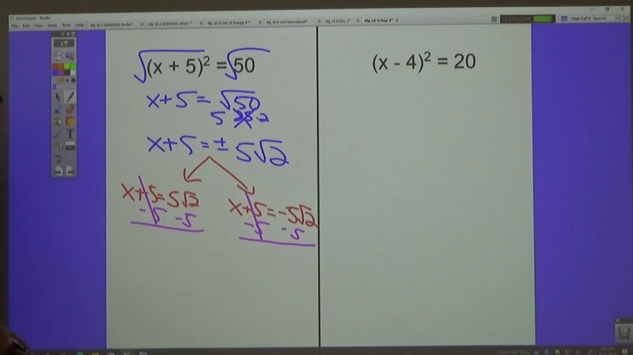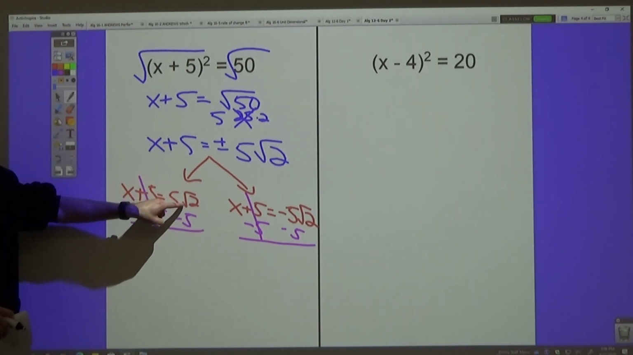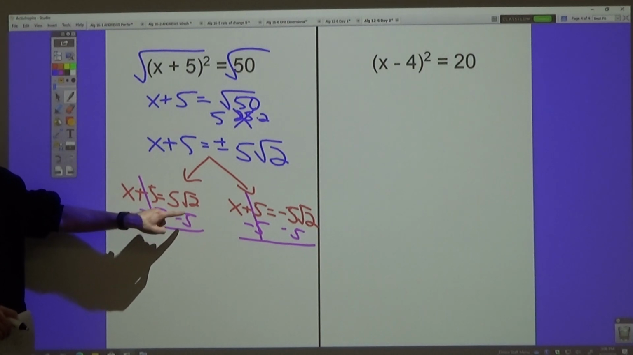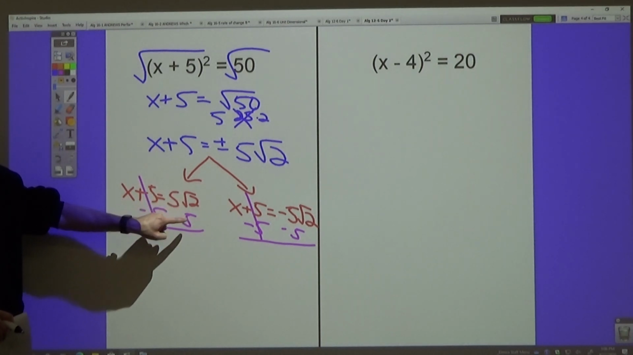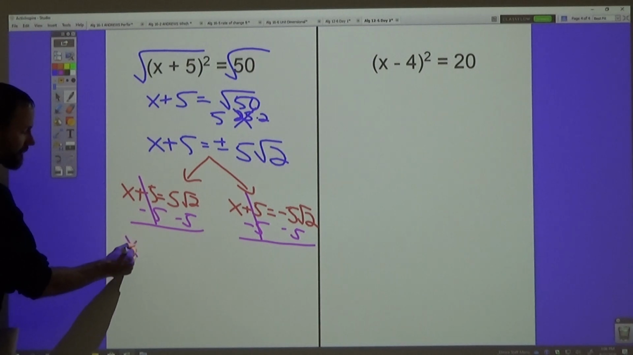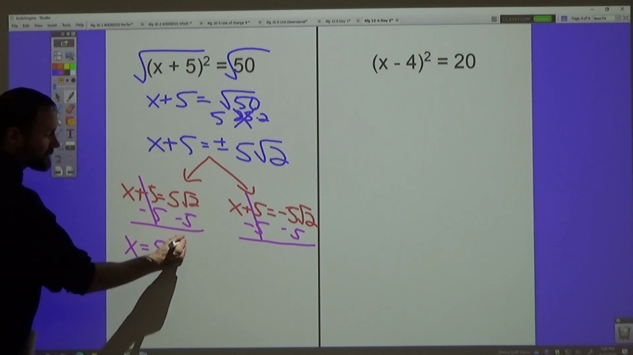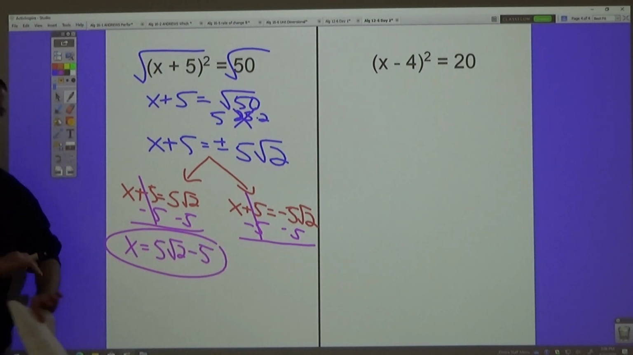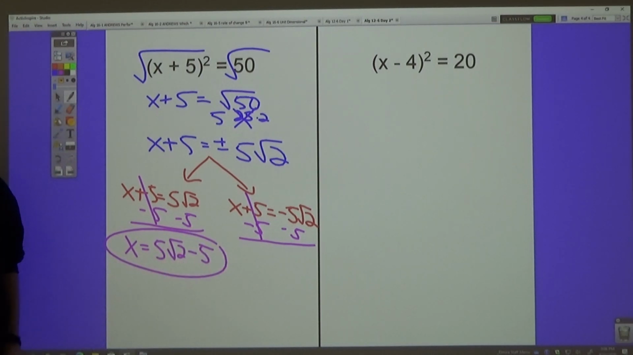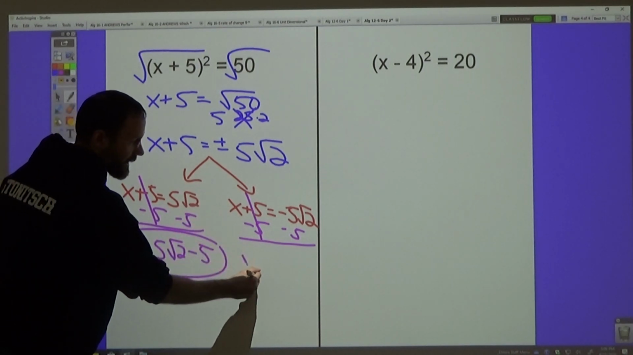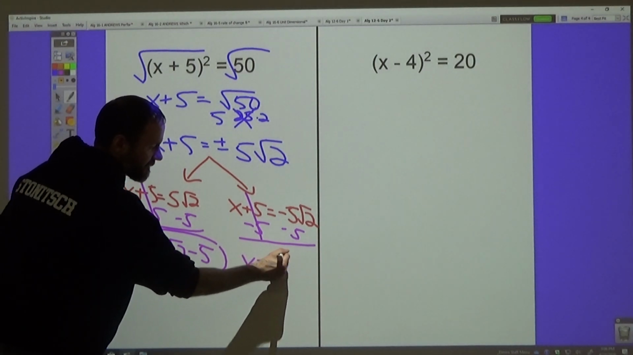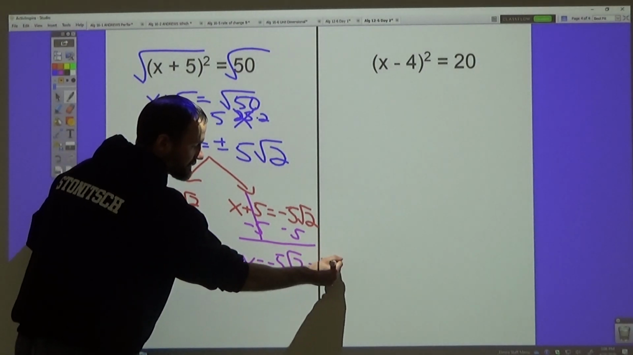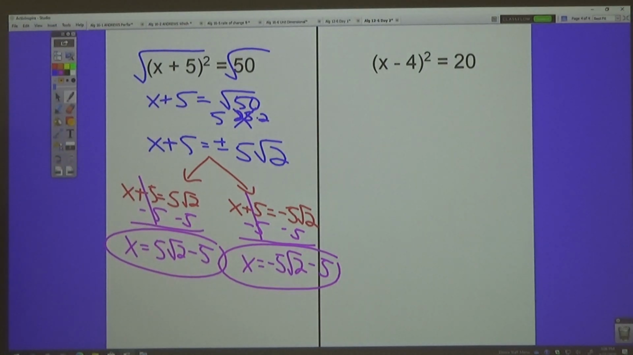These cancel out, but this is one thing that we didn't learn about yet: if we're leaving it in simplest radical form, you can't combine 5 radical 2 minus 5. In simplest radical form it's just 5 radical 2 minus 5. You can't do anything to it. You leave your final answer just like that in simplest radical form. For this one, it would end up being x equals negative 5 radical 2 minus 5. Again, that's in simplest radical form.